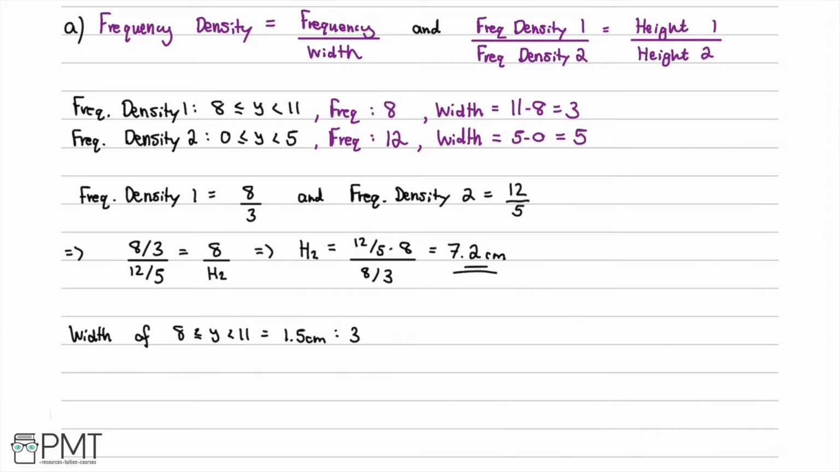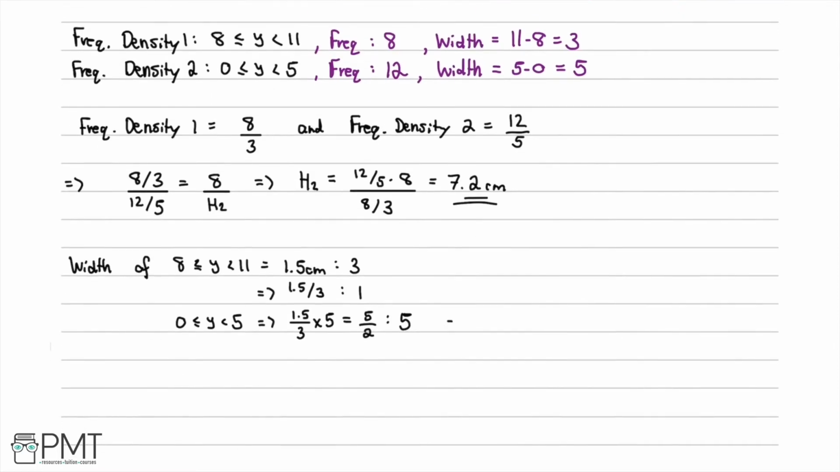So then we can use ratios to work out what the width will be for our 0 to 5 group. So therefore, dividing this down, we then know that for one interval it's going to be 1.5 over 3. So therefore, for the 0 to 5 group, we're going to have 1.5 over 3 multiplied by 5, which is going to be equal to 5 over 2, and that is in ratio to the width of 5.